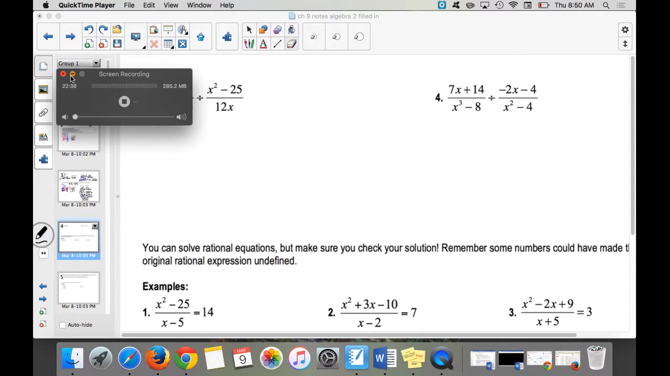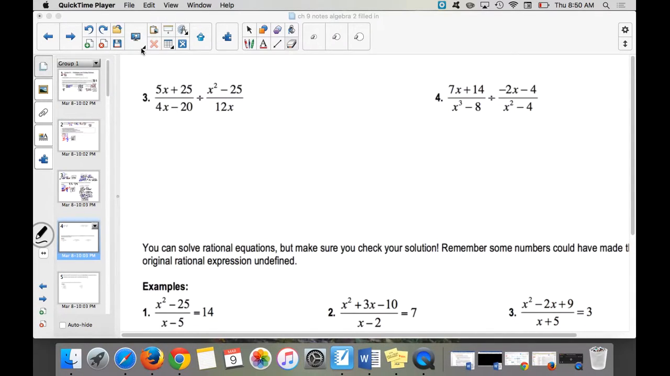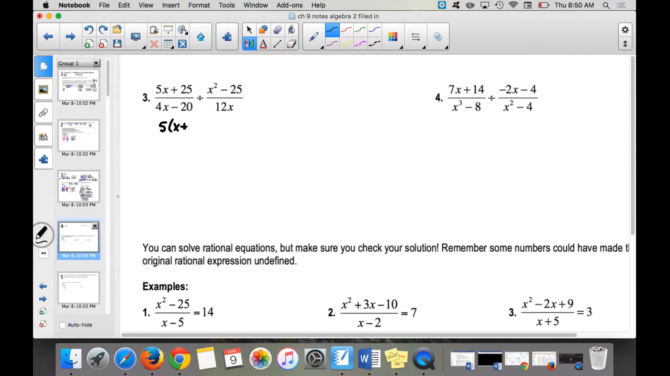We'll see. All right, so the first one, so we're going to pull out the 5 first. So you guys should have 5 times x plus 5. And on the bottom, you should have 4 times x minus 5. Let's see, so negative 4 times x plus 5. That would be negative 4x minus 20. So we didn't actually have negative 4x, did we? So I think you can't do that.